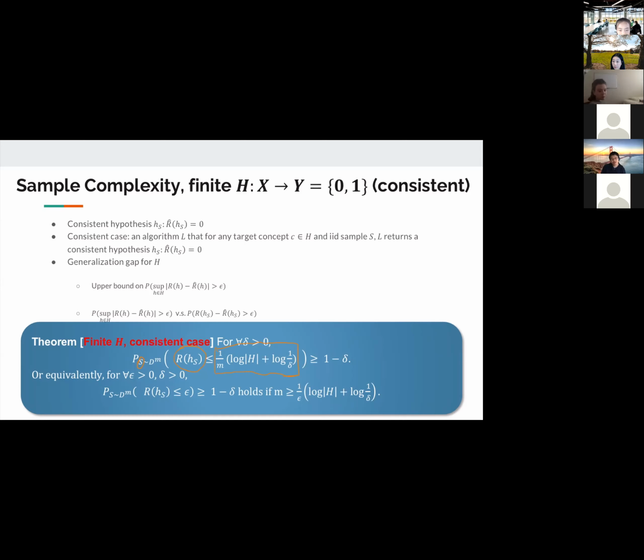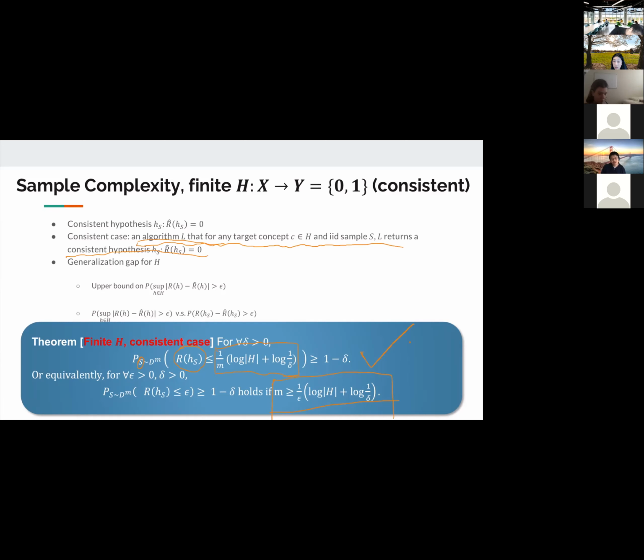Is there an assumption here that L gives a consistent hypothesis for the theorem? Yeah, right. So the consistent case is that the algorithm, for any target concept within the hypothesis class, would return a consistent hypothesis. That's a very good point. You have to make sure that it is consistent. So under that scenario, using the theorem, you can already see that this concept class is PAC learnable, and you know exactly what the sample complexity is.